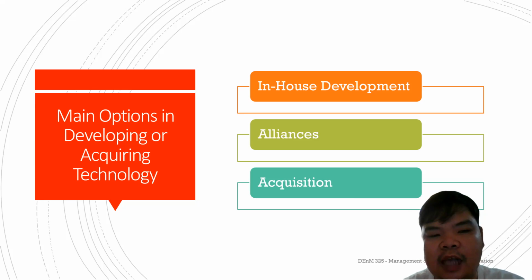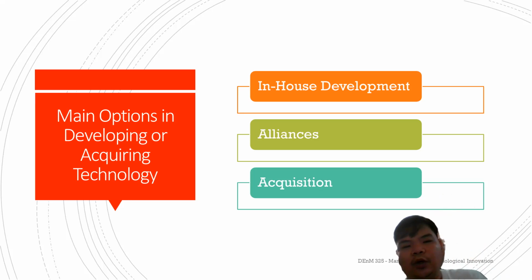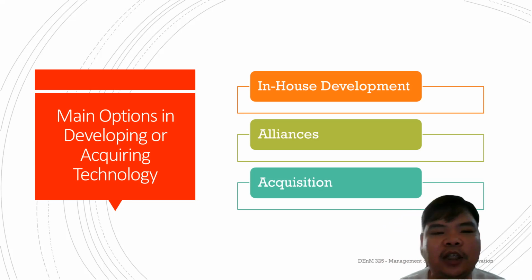Then lastly is acquisition. It is often important if speed is important, like when there is no time for learning. It may be essential if the technology is complex or if it is providing competitors with a certain advantage. So acquisition is actually high risk. You have to be sure that the right technology is being bought.